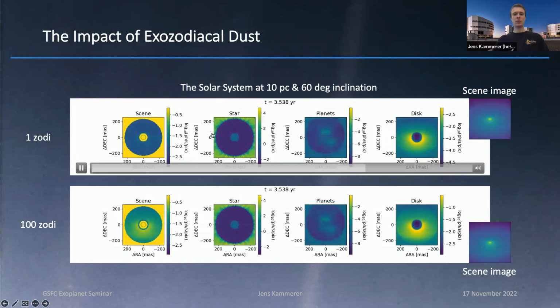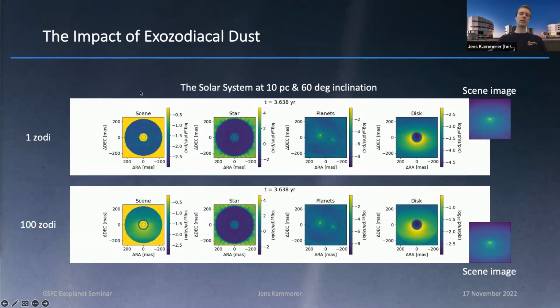You can see the solar system at a distance of 10 parsec and an inclination of 60 degrees. On the left hand side, you can see our scene image, so what we would actually expect to see in the observations with such a future mission. And then the other three panels show the components from the star, the different planets as they orbited the star throughout time, and the zodiacal dust component.